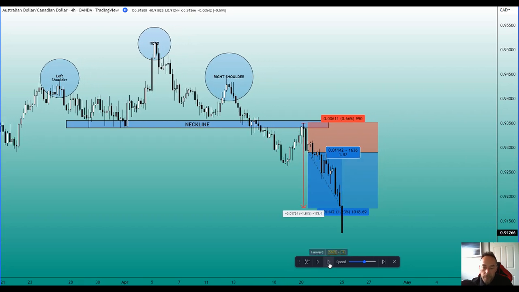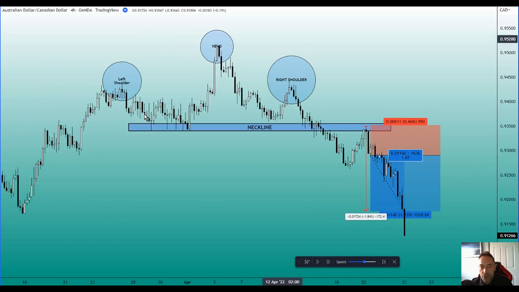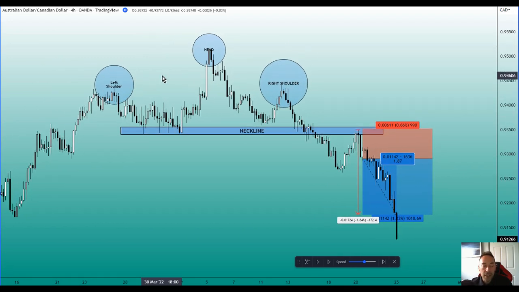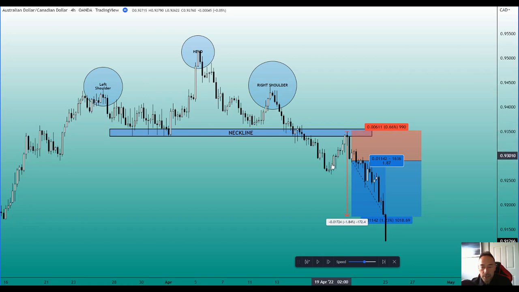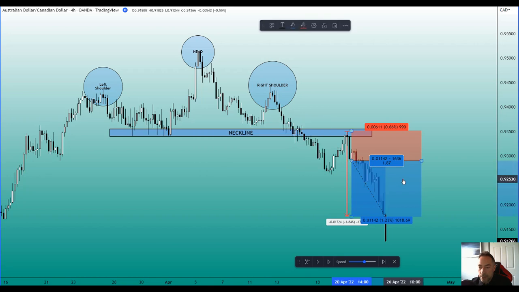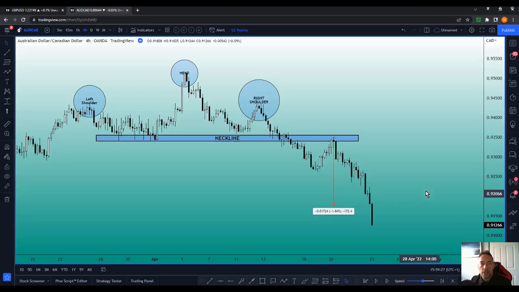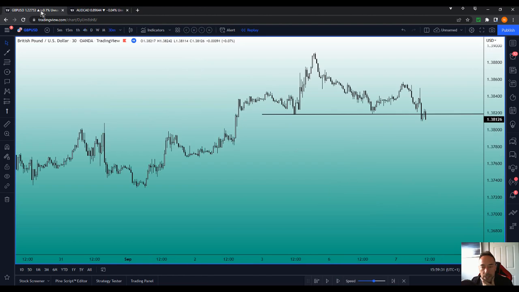Boom, job done. A 1.87 to 1 trade, just identifying a head and shoulders pattern, retest of the neckline, absolutely textbook, and job done. Let's take a look at another example. So this one was Aussie CAD. I have another one for you, pound USD.